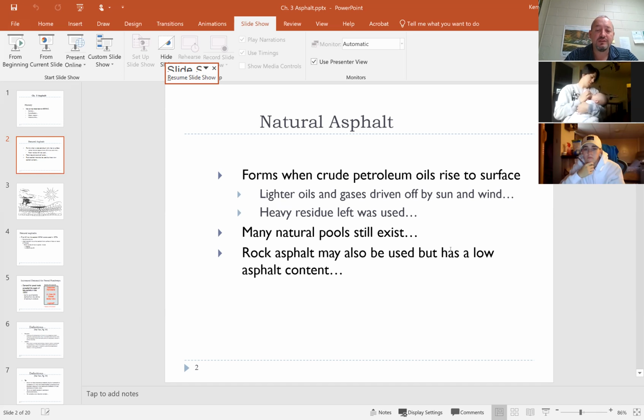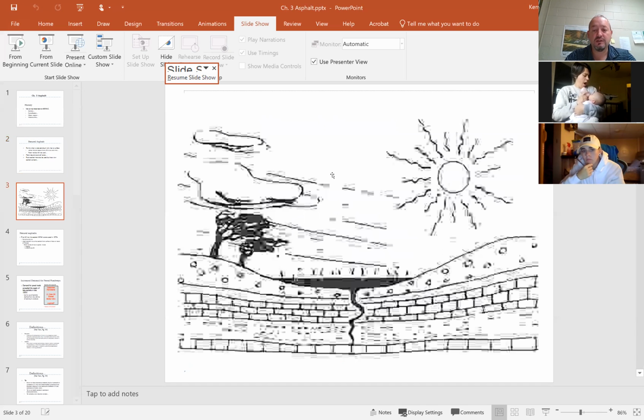And once again, asphalt, here's the picture as it comes to the surface naturally. I don't think we have some in the United States, not that I'm aware of. It's probably South America and places like that.